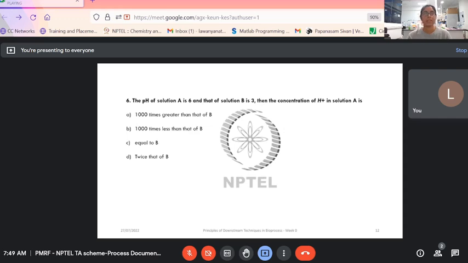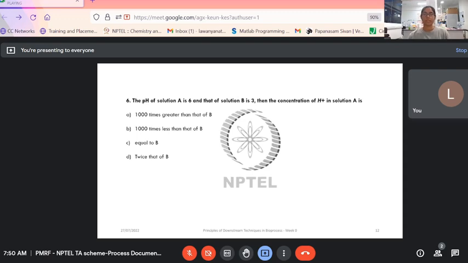Question 6. The pH of solution A is 6 and that of solution B is 3. Then the concentration of H plus in solution A is... You will have to work this out with a piece of paper. You can pause the video and do that. Let's look into the answer now.